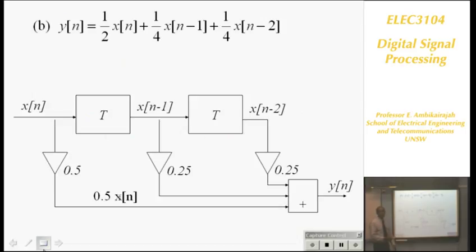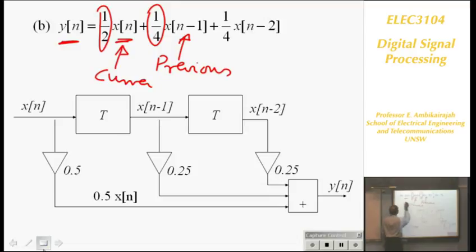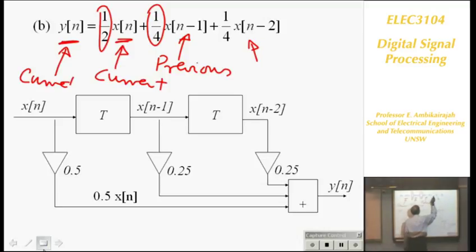Here's an example I have. Have a look at this example. My output y is equal to half multiplied by input. My current output is equal to half multiplied by current input, plus quarter multiplied by previous input. This is previous, this is current, and this is current as well. And this is again quarter multiplied by previous input shifted by 2 samples, so delayed by 2 samples. This is previous input delayed by 2 samples, 1 sample, that's the current input.